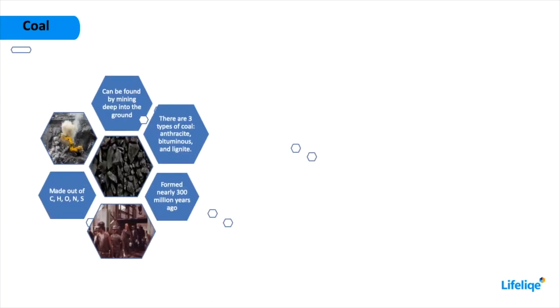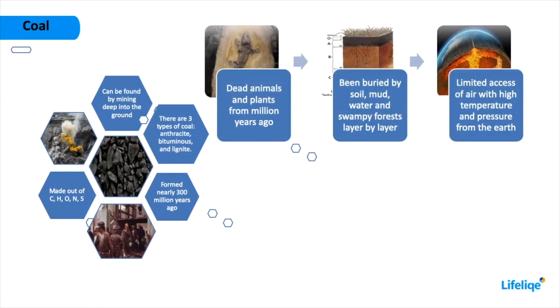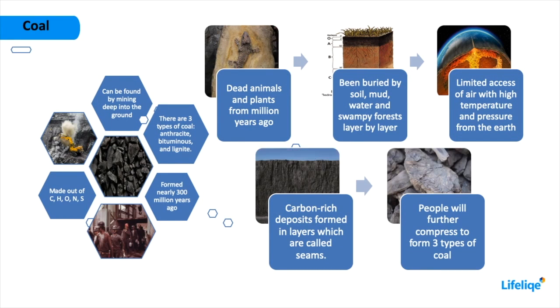We need to know about coal, that they are made out of carbon, hydrogen, oxygen, nitrogen, and sulfur. They can be found by mining deep into the ground, and there are three different main types of coal that we know, which are called anthracite, bituminous, and lignite.